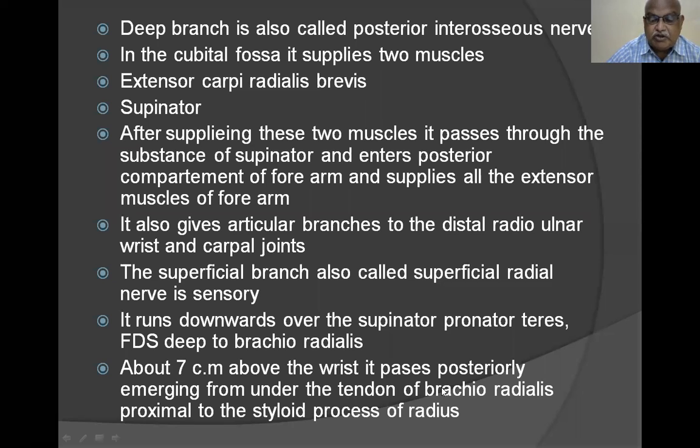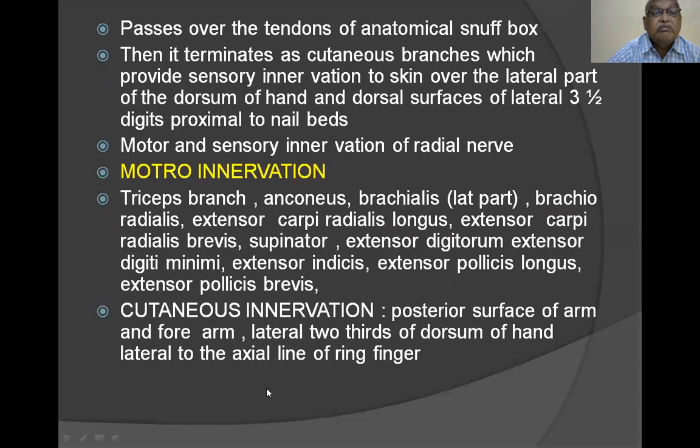About 7 centimeters above the wrist, I am telling you about the superficial branch of the radial nerve. It passes posteriorly, emerging from under the tendon of the brachioradialis, proximal to the styloid process of the radius. It passes over the tendons of the anatomical snuffbox, then terminates in cutaneous branches, which provide sensory innervation to the skin over the lateral part of the dorsum of the hand and the dorsal surface of the lateral three and a half digits, proximal to the nail bed.